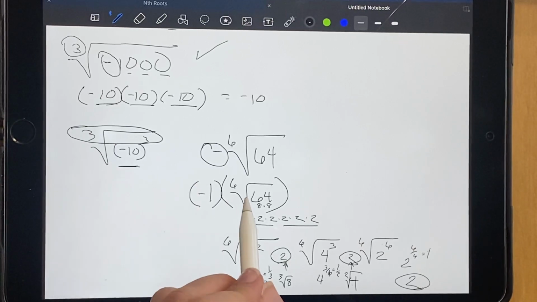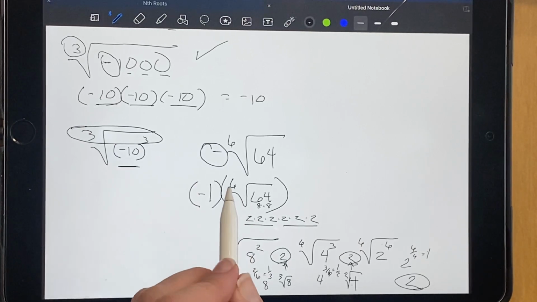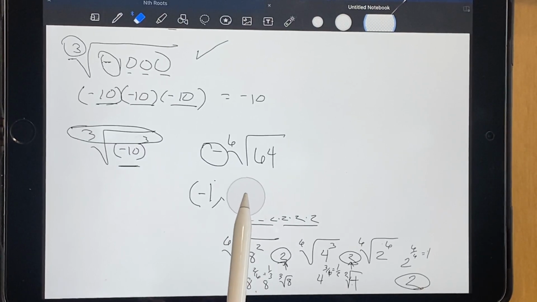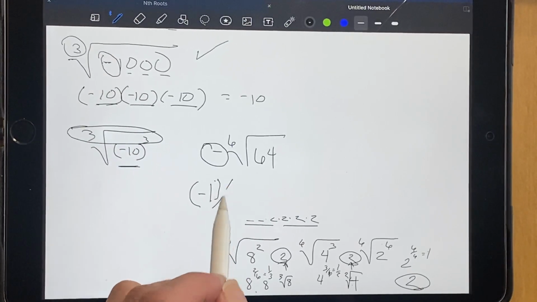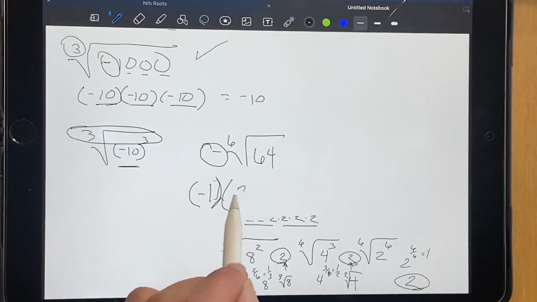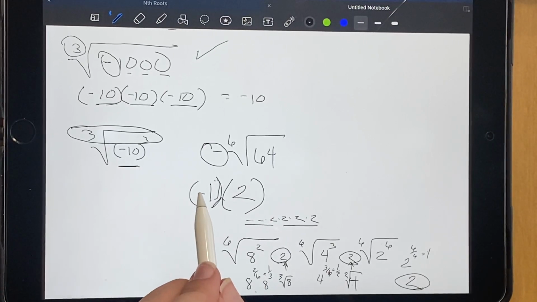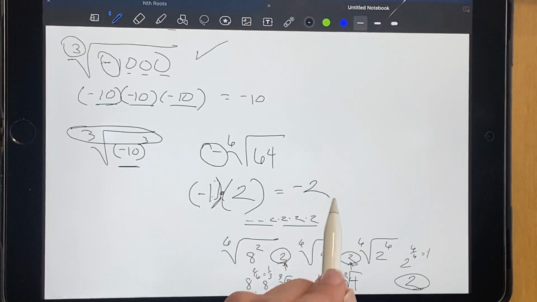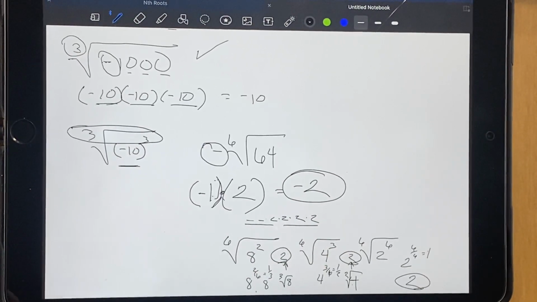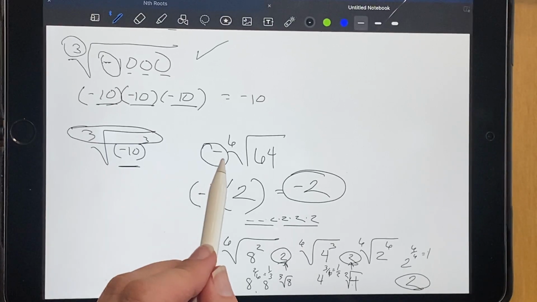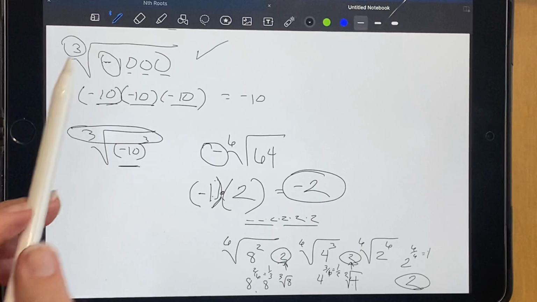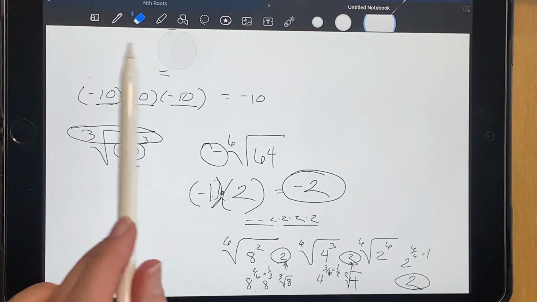Okay, so now I have my 2. My 2 simply replaces my 6th root of 64, and I'm going to rewrite 2 right here. So now I have negative 1 times 2 gives me negative 2. So as you're going through your homework, when you have a negative on the outside, it's applied afterwards. When you have a negative on the inside, it's applied beforehand.